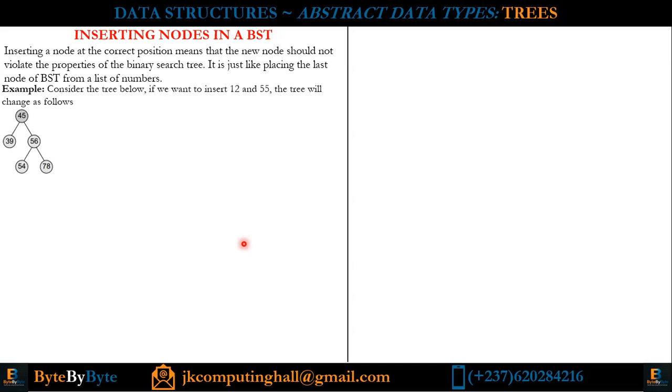So now, example, consider the tree below. If we want to insert 12 and 55, the tree will change as follows. So if I want to insert 12, first of all, when you come here, 12 is below 45. So we come here, 12 is below 39. So it means that 12 should be inserted as what? The left child of 39. And this is what we have, as you can see.